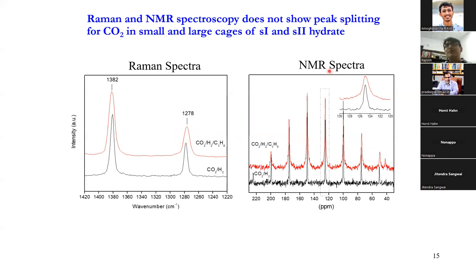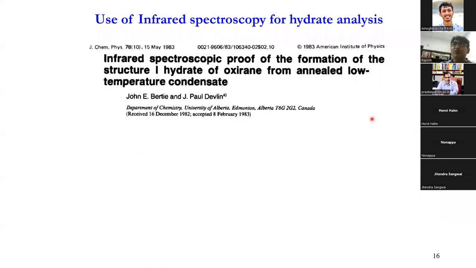And the same is the problem with NMR. Your NMR also does not show you. There is a broadening of the peak in the CO2 hydrogen and propane case, but you don't really get quantitative information, after analyzing the hydrate phase, on whether CO2 is present in the large cage or in the small cage. You get data which tells you CO2 is present and how much CO2 is present, but you really don't know how much CO2 is going into the large and how much into the small cages.